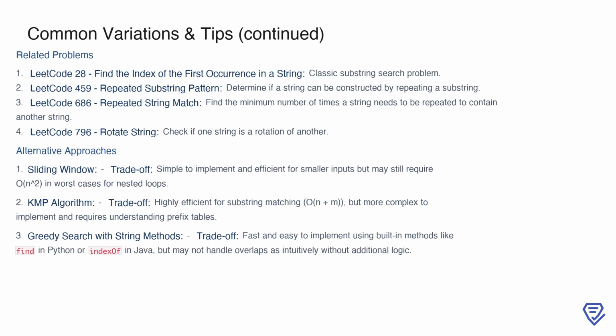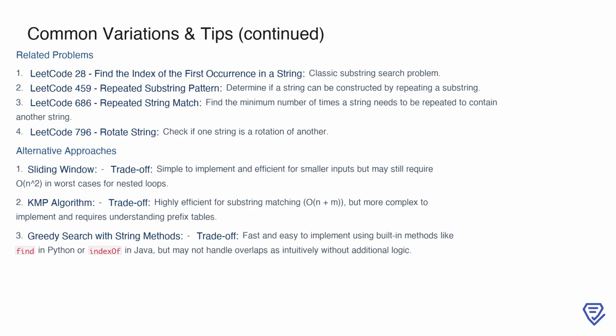This problem also connects to several related problems on LeetCode, which can help deepen your understanding of substring operations. For instance, LeetCode 28 asks you to find the index of the first occurrence of a substring in a string, a classic problem in string search. LeetCode 459 looks at whether a string can be constructed by repeating a substring, while LeetCode 686 finds the minimum number of times a string must be repeated to contain another string. Finally, LeetCode 796 explores whether one string is a rotation of another. These problems share overlapping concepts that can reinforce your skills in pattern matching and repetition.